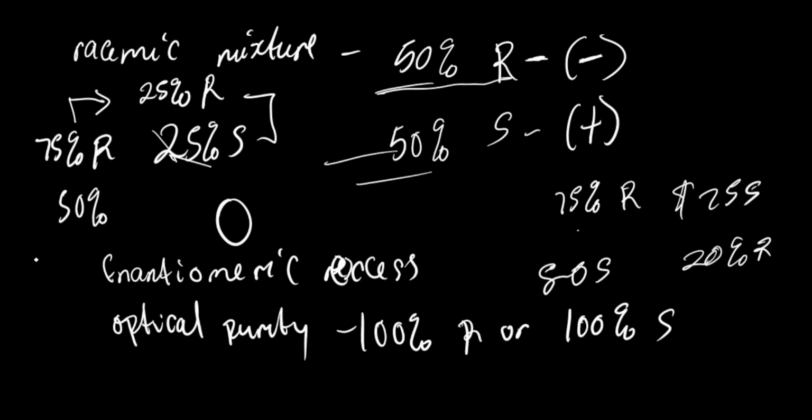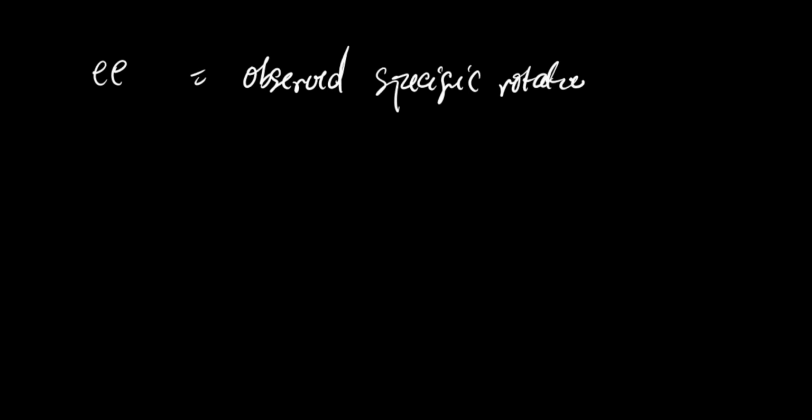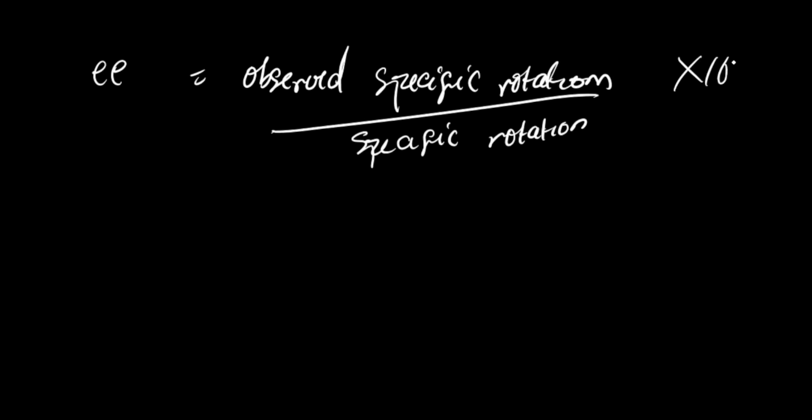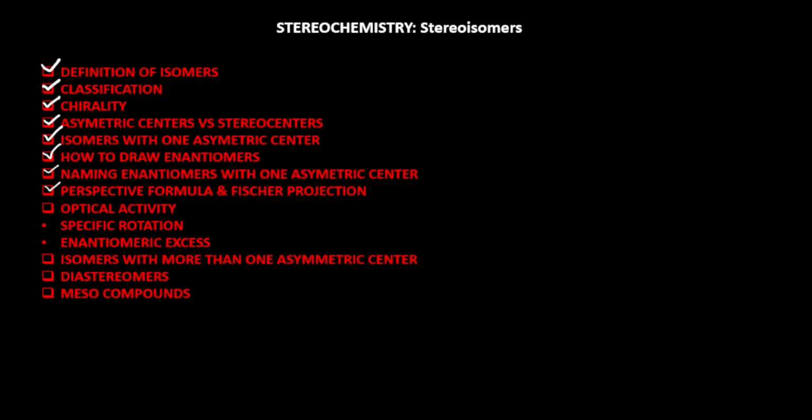Okay, so how exactly do we determine enantiomeric excess? Enantiomeric excess, represented as EE, is equal to the observed specific rotation divided by the specific rotation times 100%. Okay, this is how the enantiomeric excess is determined. Now let's move very quickly to our next outline for the video. Let's take a look at enantiomers with more than one asymmetric center.